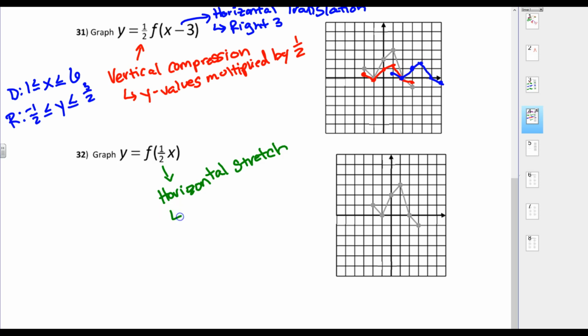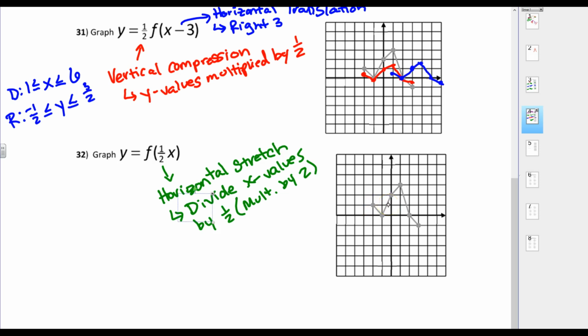And because we always do the opposite of what we think we should do, this is a 1/2 multiplying the x. So we're actually going to divide my x values by 1/2. Which, guys, think back to middle school. Dividing by 1/2 is the same as multiplying by 2. So really every x value is going to get multiplied by 2. Y values are not changing.